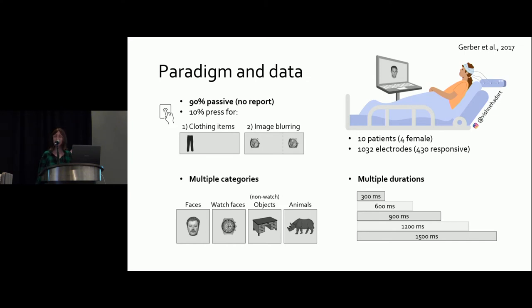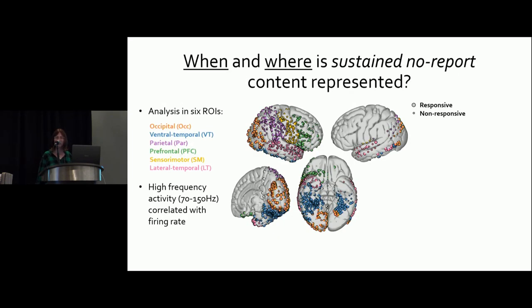The multiple durations are really important because this is what enables us to dissociate between a response to the change to the onset of the stimulus and something that really corresponds to the duration of experience. So the three highlighted durations are the ones that were shown to all patients, and these are the ones that I'll focus on. So as this is an intracranial data set, we can ask both when and where sustained no-report content is represented. So we analyze our data based on six cortical ROIs, which you can see here. And the measurement of activity that we use is the amplitude in high frequencies, which multiple studies have already shown to be correlated with firing rate.